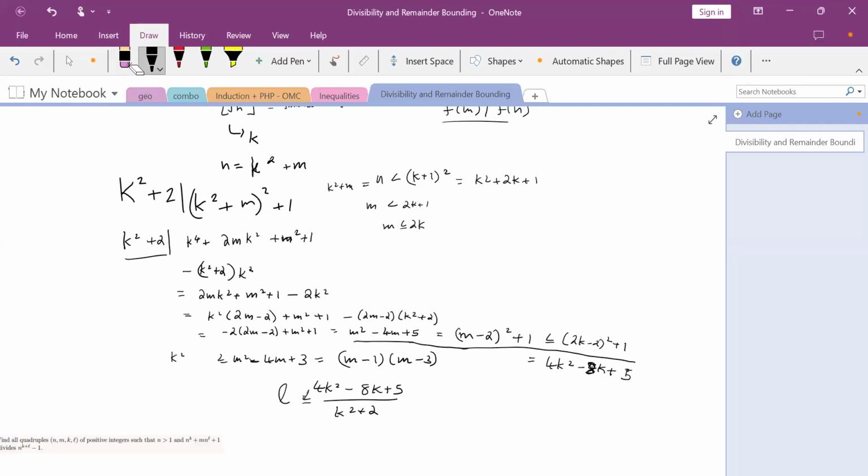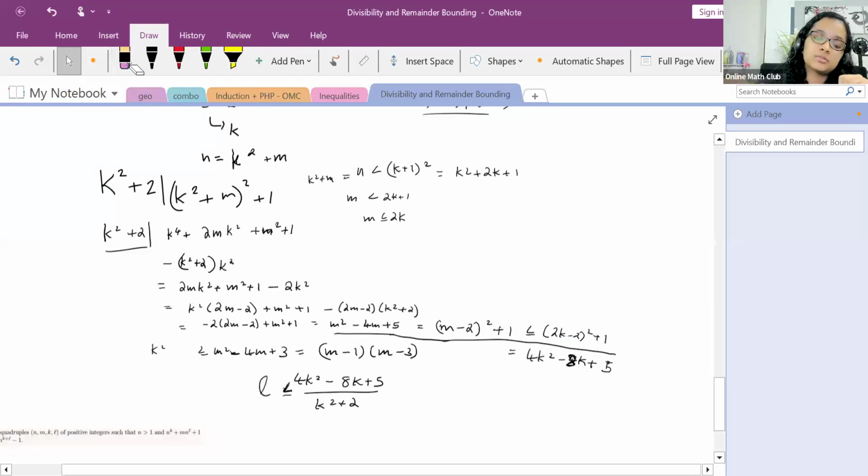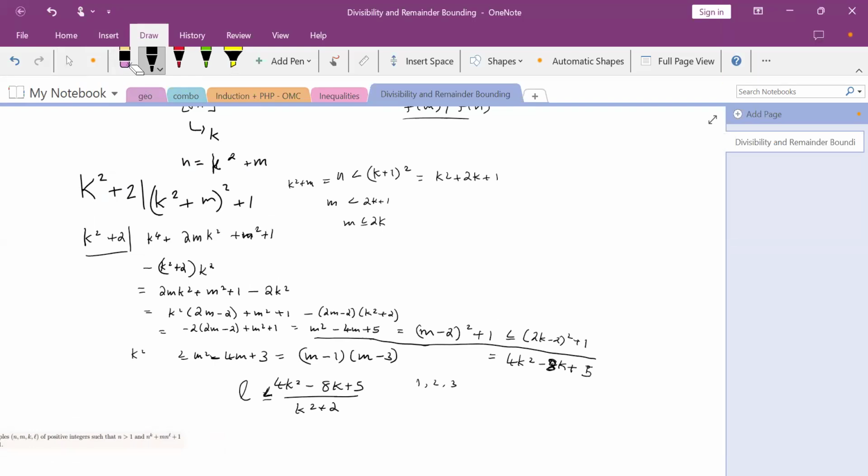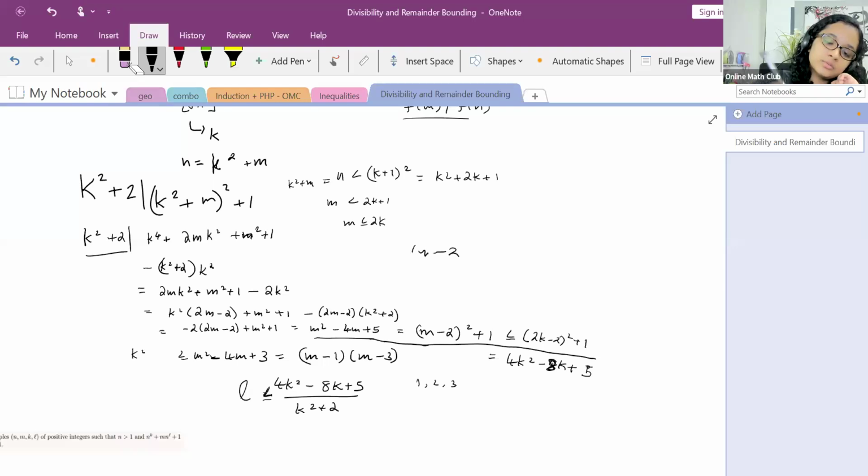Yeah, so you can only have a few possible values of L, and then you can check them and do some modular things. So clearly L can only be 1, 2, 3, right? What was L again? Let L be m minus 2 whole square plus 1 divided by k square plus 2. Take this as your L, and you want to bound this.